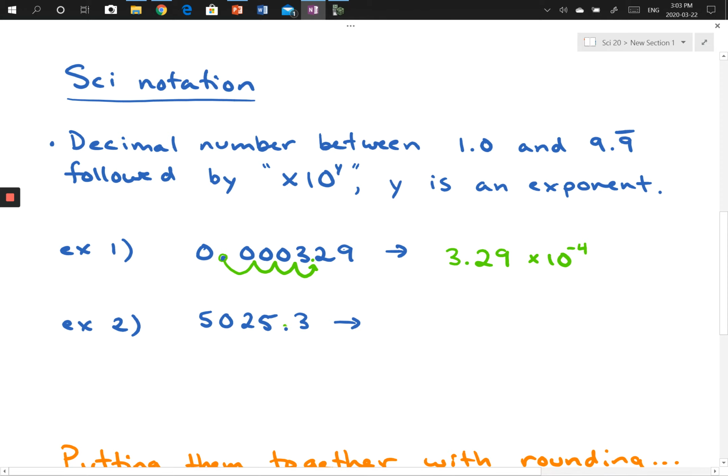So this number right here, our decimal starts here, and I need to make this number between 1 and 9.9. So I need to bring my decimal this place, 1, 2, 3 places. So my new decimal is here.